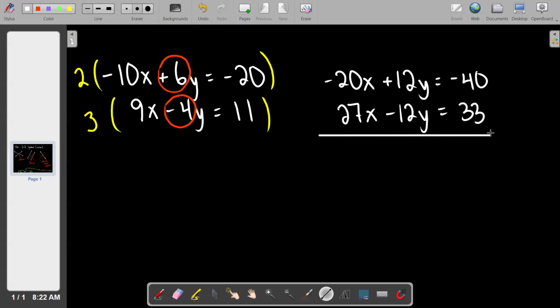So this time we've elected to eliminate the Y's. It doesn't matter which one you eliminate first. Sometimes the path is chosen for you, sometimes you just pick one. So if we add straight downwards, obviously the Y's will eliminate. How many X's do we get? We get 7 of those X's. We eliminate the Y's because we made them opposites. And again, so much of algebra is just basic math. What's negative 40 plus 33? Negative 7, right? Just addition. And then if you divide both sides by 7, what's x? -1.